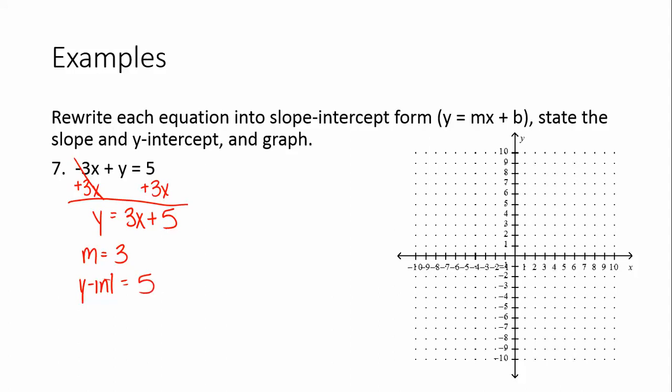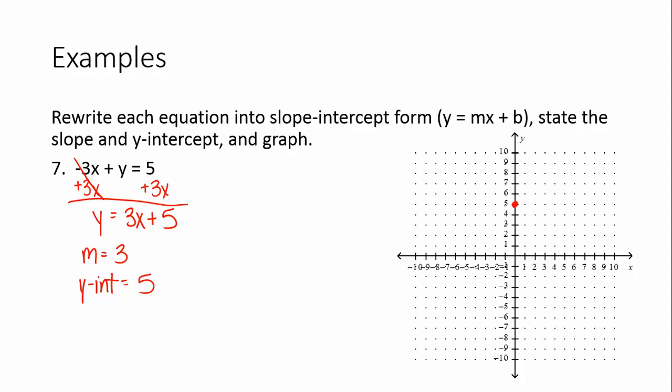And now we want to graph. And these are actually really simple to graph. First, we want to start at the y-intercept. So we're starting in the back part of this equation at positive 5, and we're going to graph a point. Remember what the y-intercept means. That's where the line, the graph itself, crosses the y-axis. So we know our line is going through that point.